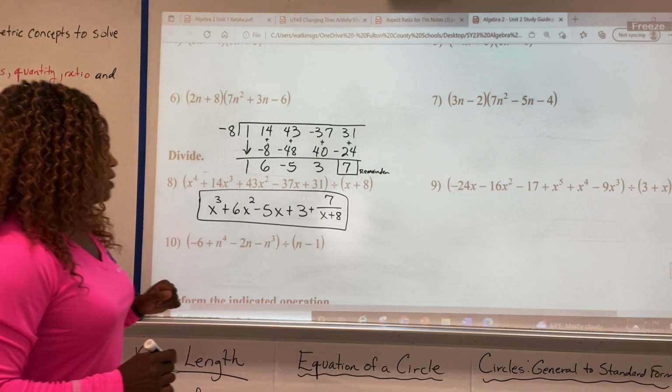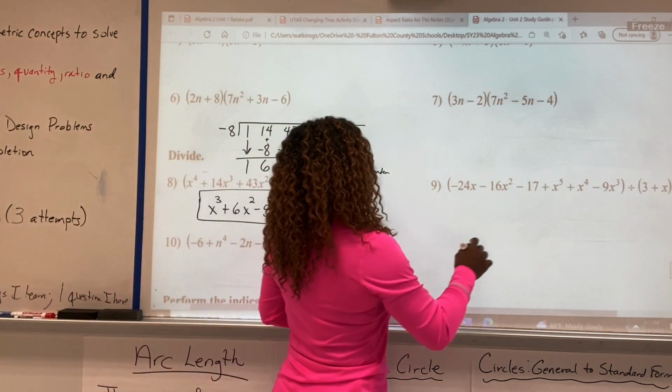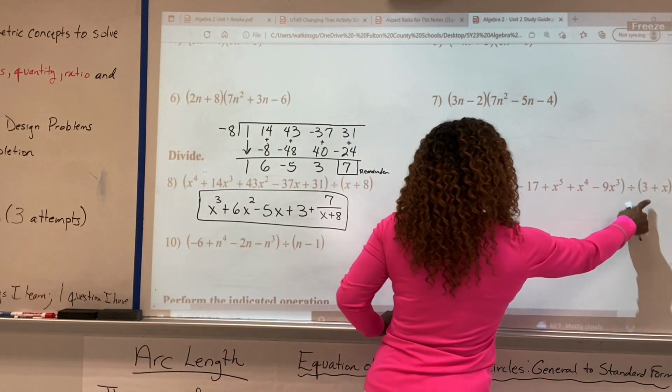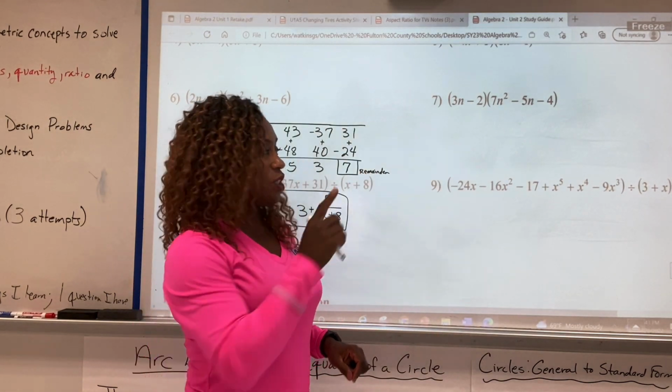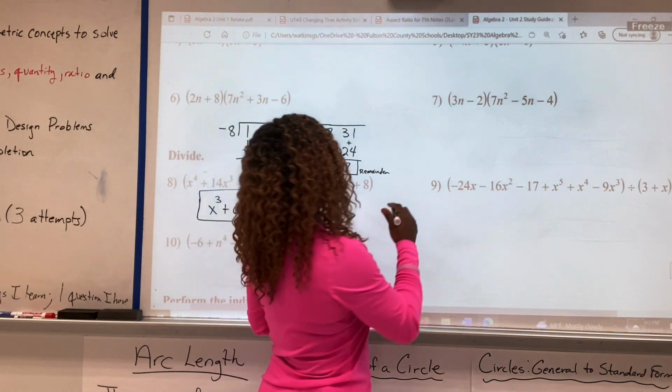Let's do number 9. Same process. Here I've got 3 plus x. I'm using the constant only, but I'm using the opposite of the constant, which is a positive 3, so I'll use a negative 3.